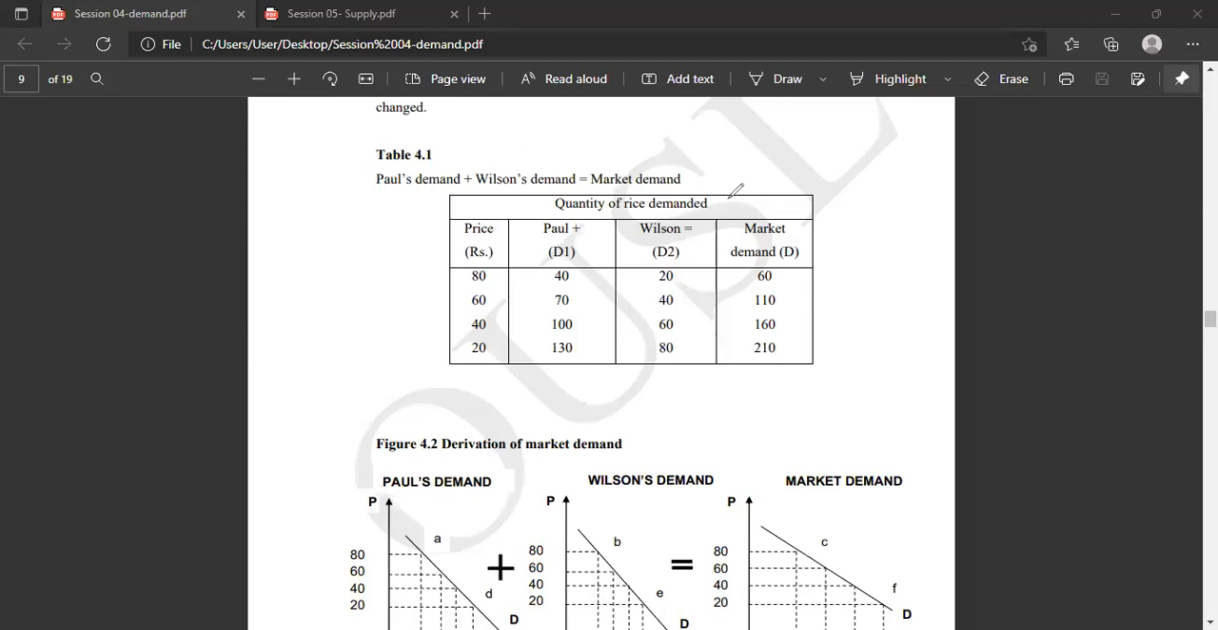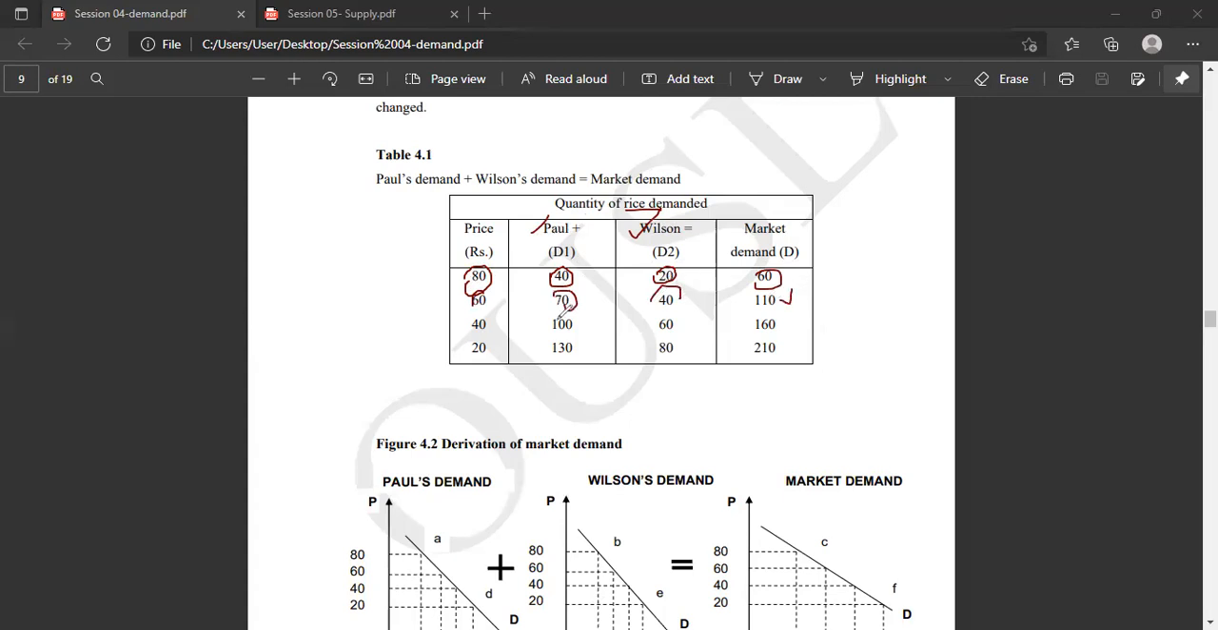Now see this illustration. There is a product which is rice. In this rice market, there are two individuals, Paul and Wilson. At the price of 80, Paul demands 40 units, Wilson demands 20 units, therefore totally 60 units are demanded. Price comes to 60, Paul's demand comes to 70, Wilson's demand comes to 40, so 110.